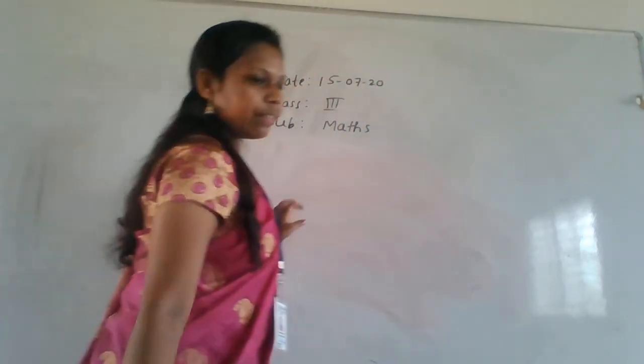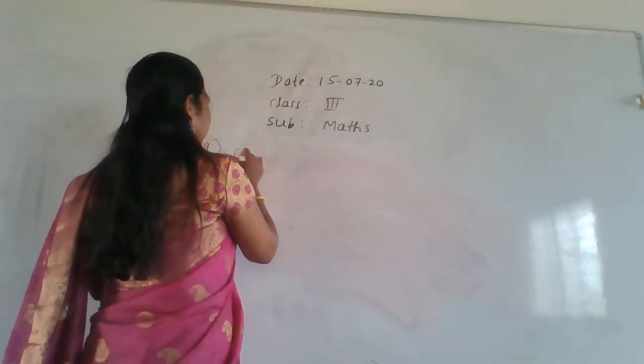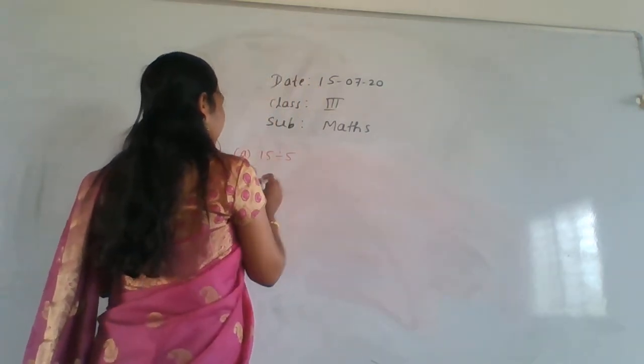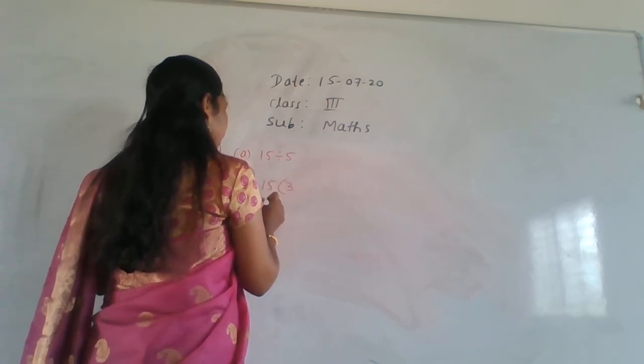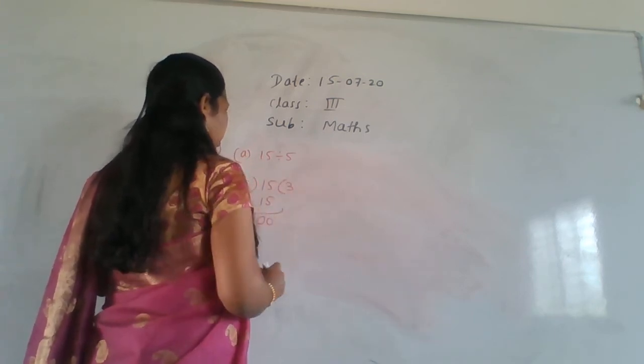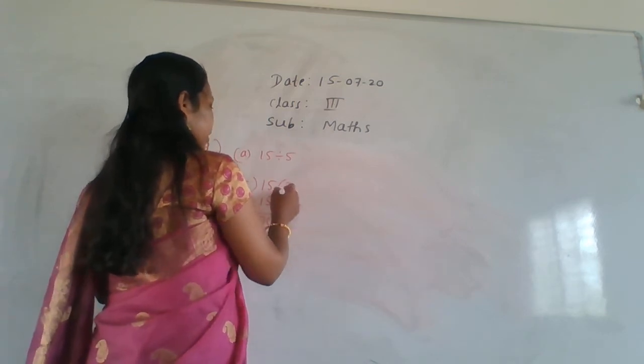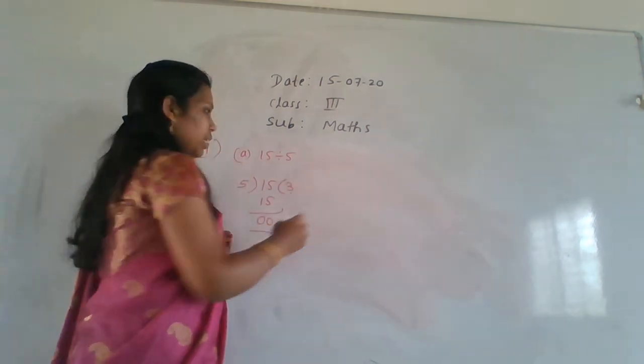First one, what have they given here? 15 divided by 5. 5 threes are 15. It is 0, 0. So the remainder is 0. The quotient is 3. We have to divide like this.